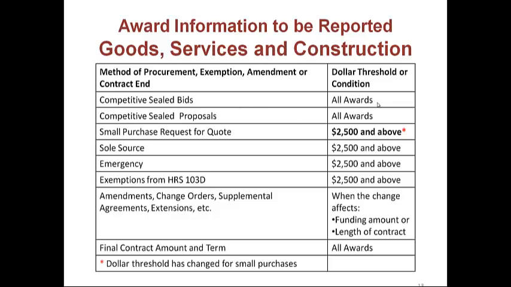For competitive sealed bids, nothing to worry about. Every award, every amendment, where the amendment affects the funding amount or the length of the contract has to be posted. The same thing for competitive sealed proposals. For small purchases, request for quote, sole source, emergency, and exemptions, anytime the award is $2,500 and above, it must be posted on the award site. Also, any amendments, change orders, supplemental agreements, extensions, renewals, whatever you call them, when that change affects the total funding amount or the length of contract, they must be posted. Lastly, when it's a contract for usually services or something that occurs over a period of time, the final contract amount and the total term of the contract must be posted for all awards.